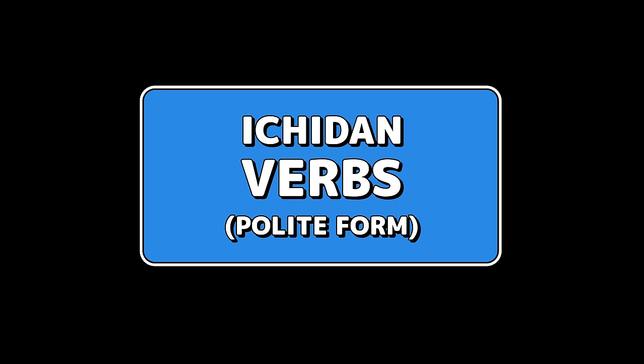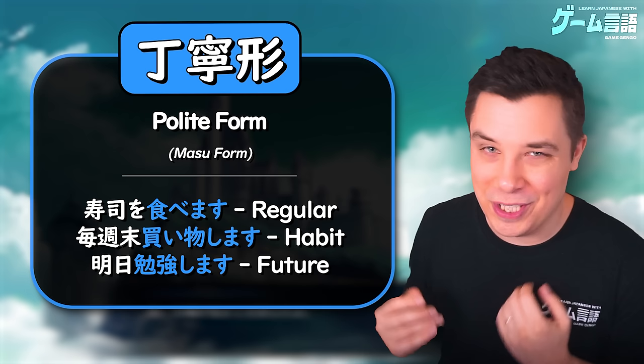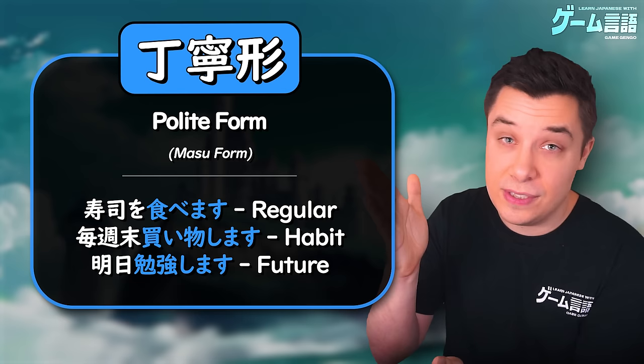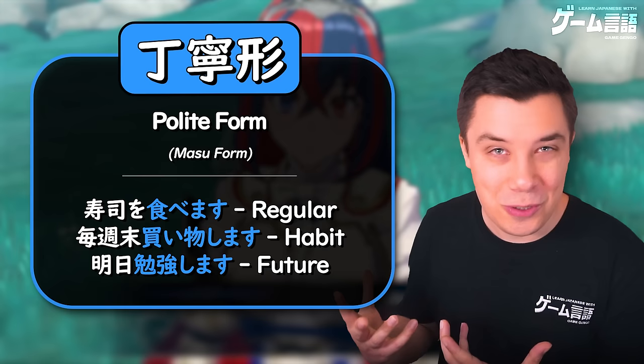The next form we're going to be looking at is the polite form. This is used when you're wanting to speak in a polite manner, like for example to someone that you don't know, a stranger, or maybe a boss, or someone at a shop or a doctor, someone you're not familiar with and you want to be polite with them. In this situation, you would use the polite form of a verb.